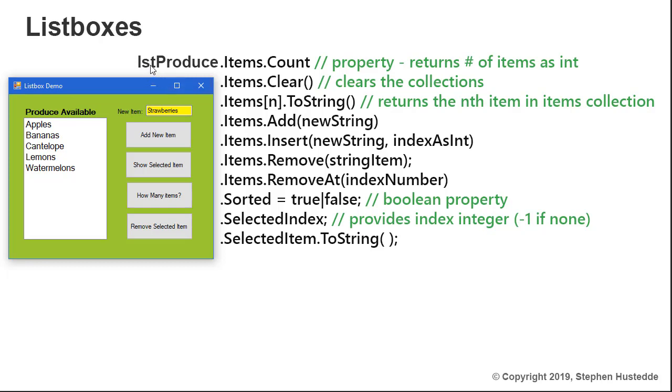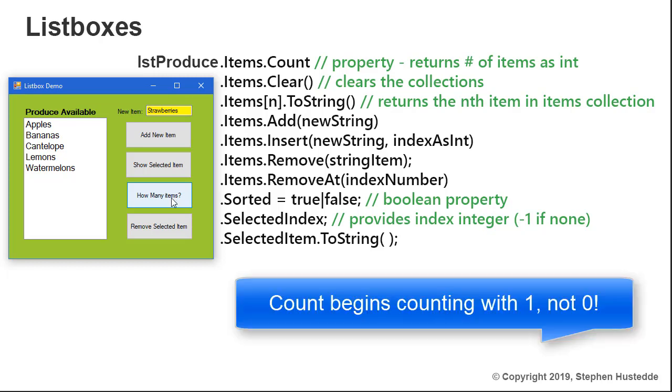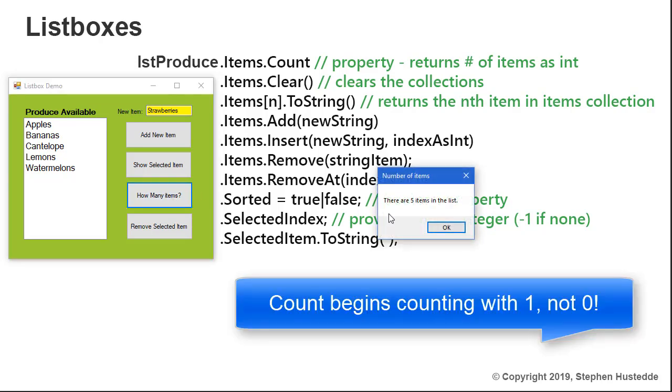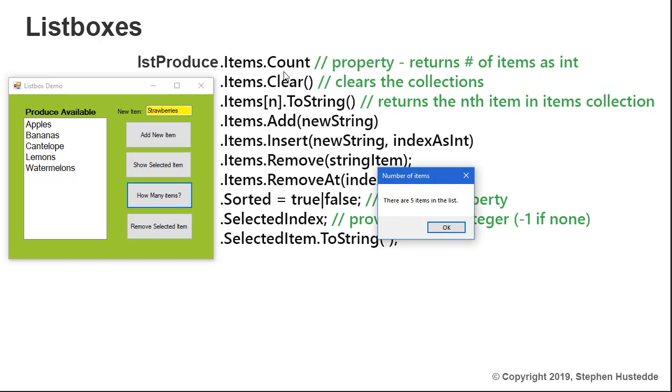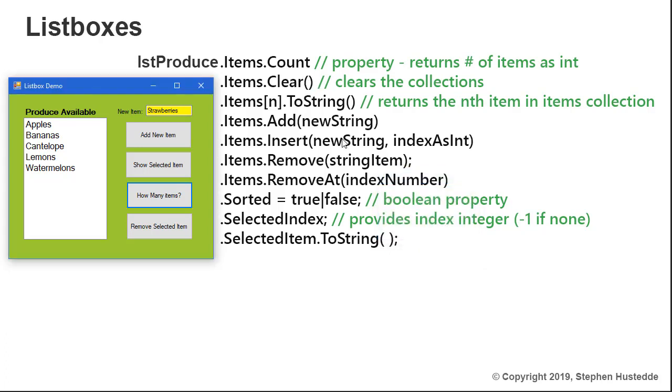And by the way, LST is the Hungarian notation for a list box. So my list box here I named lstProduce, using that camel casing with the uppercase P. So one of the things we can do is look at the items and get the count of the items, and that is a property that returns the number of items, and we'll do that with this button here. How many items are there? So I press this button and I get a message box saying there are 5 items in the list, and I coded that using the items.Count.